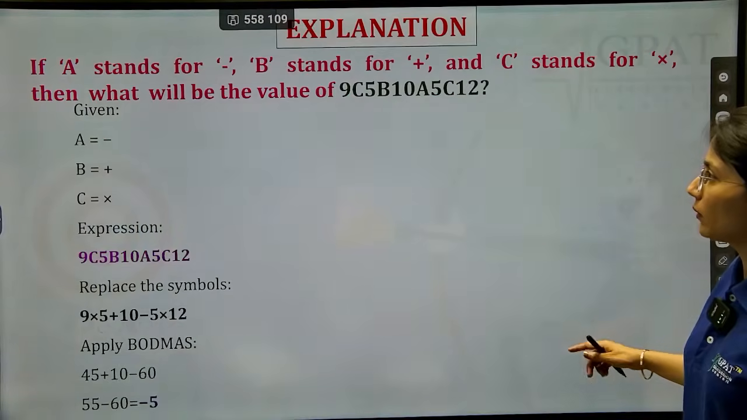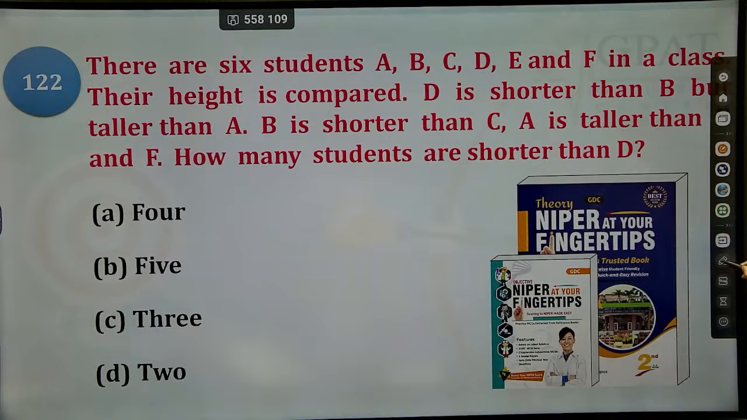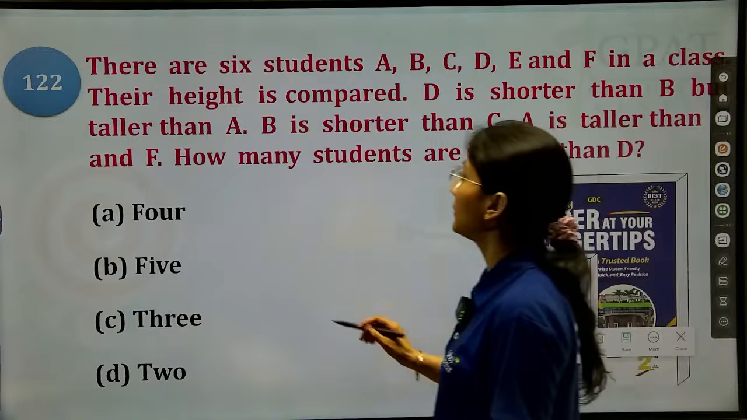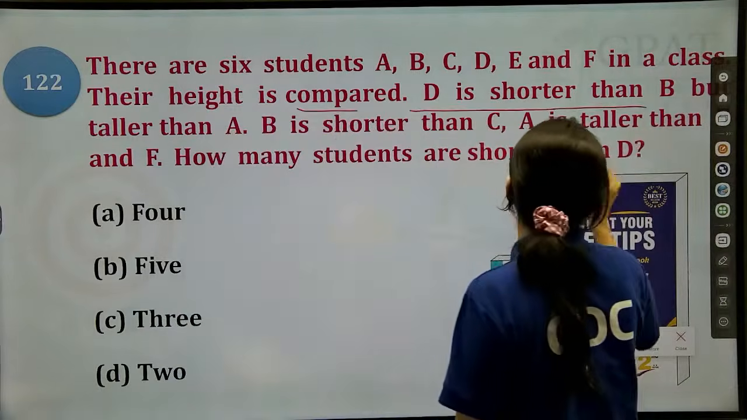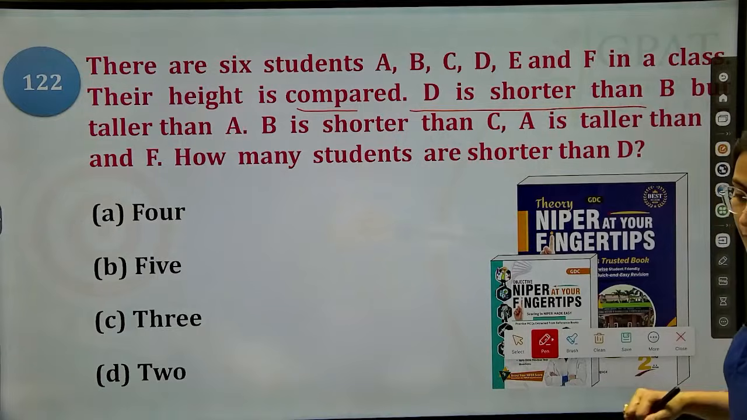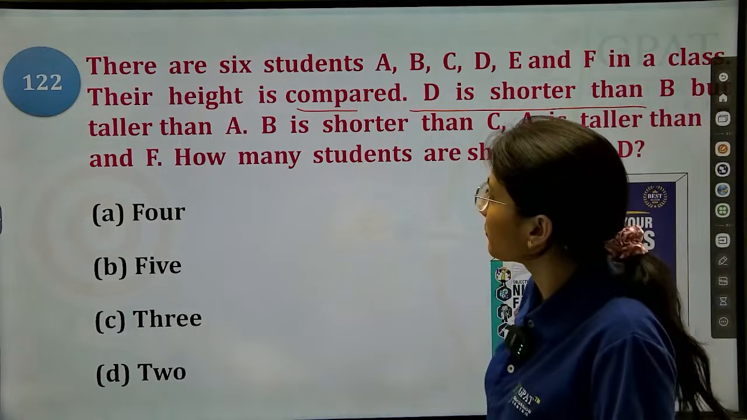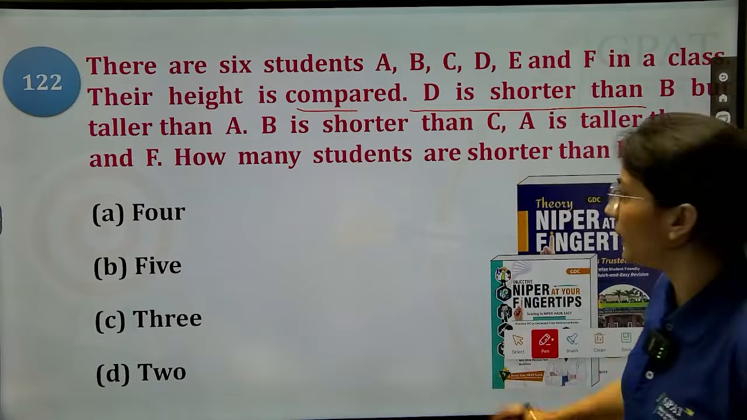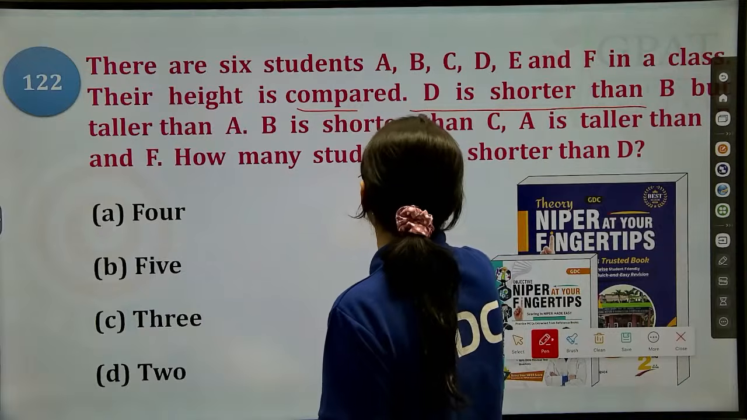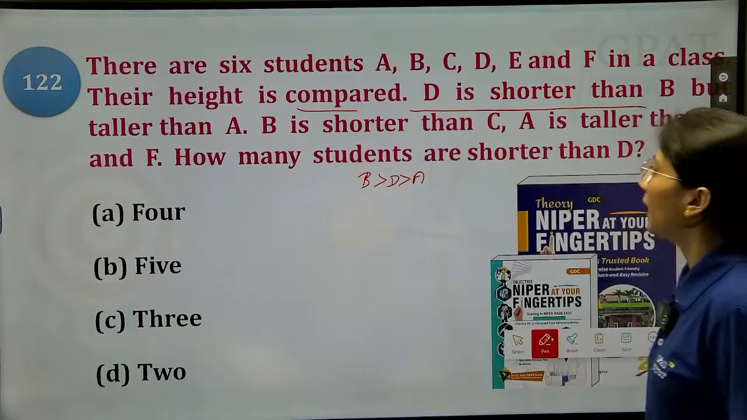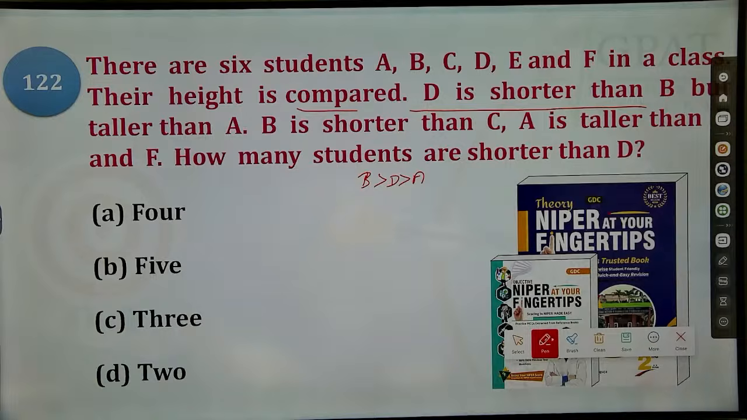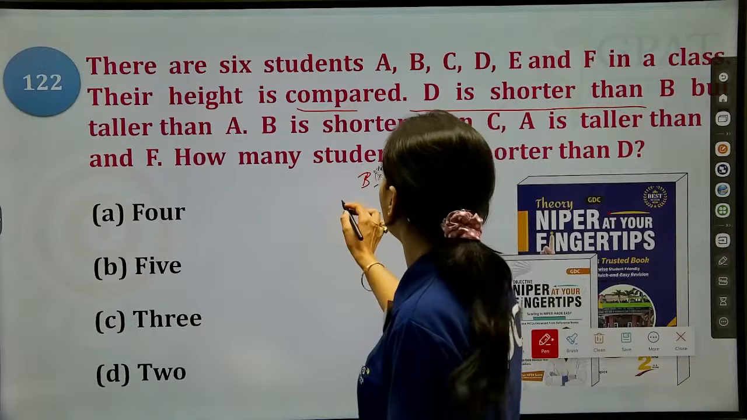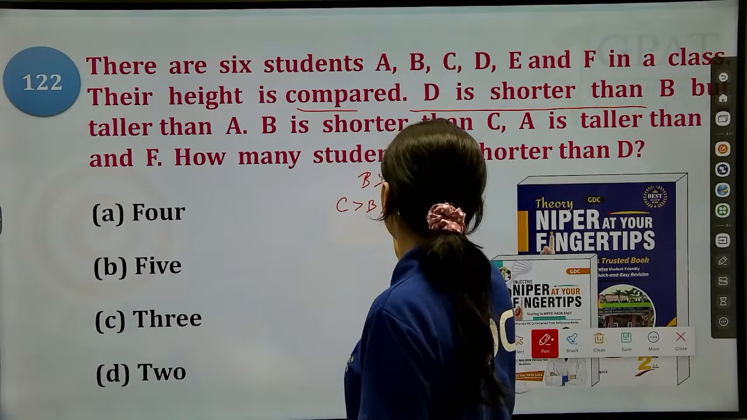Now move to another question. There are 6 students A, B, C, D, E, F in a class. Their height is compared. D is shorter than B but taller than A. That means B is greater than D is greater than A. Now B is shorter than C. It means what? That is C, B, D, A.